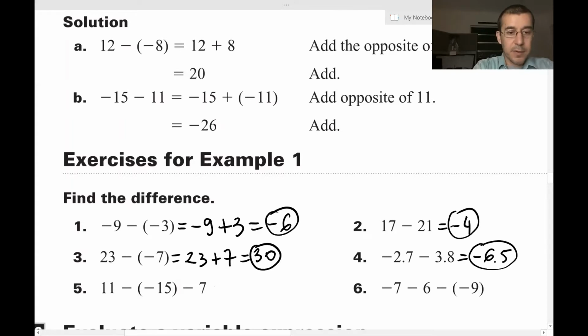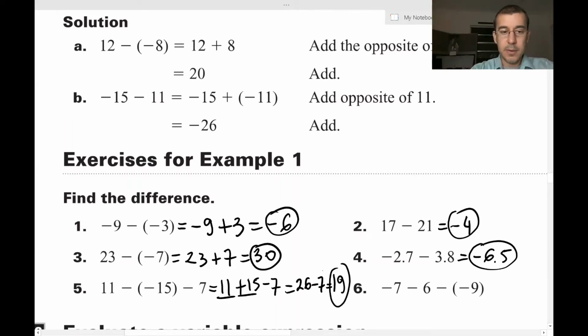Number 5, we have 11, then minus 15 is plus 15, then minus 7. Let's add up these two numbers first. They're two positive numbers, so this is 26. 26 minus 7 equals to 19.